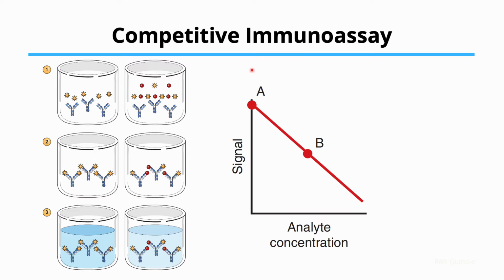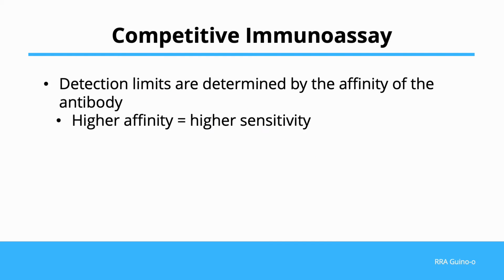Here you can see the relationship between the signal and our analyte concentration. They have an inversely proportional relationship, which means that the higher the signal, the lower the analyte concentration. And at the opposite end, the lower the signal, the higher the analyte concentration. Because of the competitive nature of our competitive immunoassay, the detection limits are determined by the affinity of the antibody towards the patient's antigens. So the higher the affinity of the antibodies used in the test for the patient's antigens, the higher the sensitivity will be.